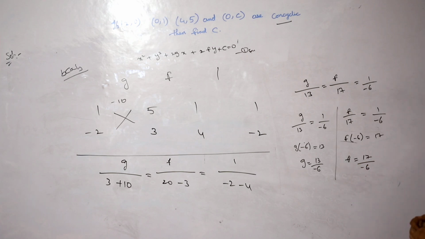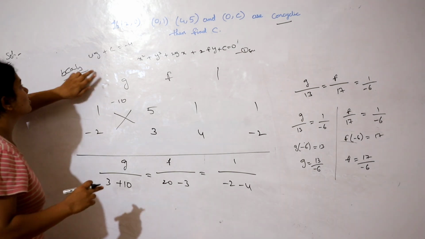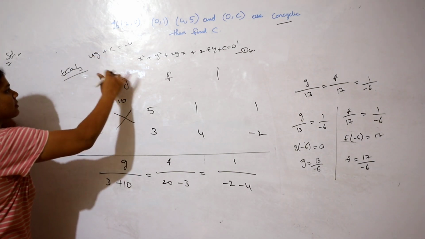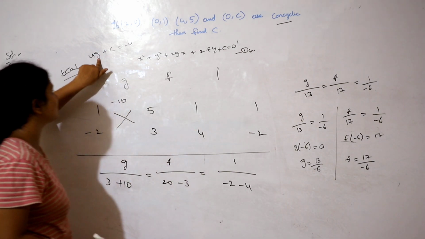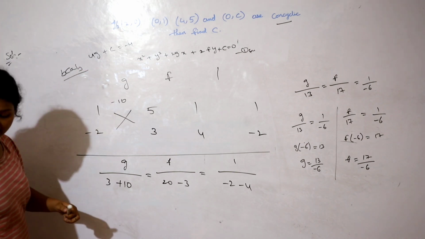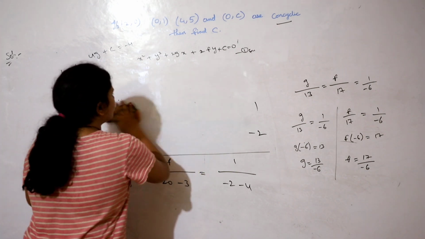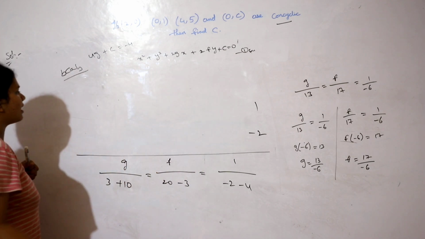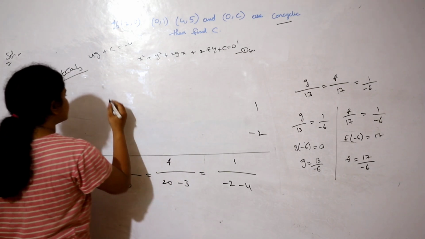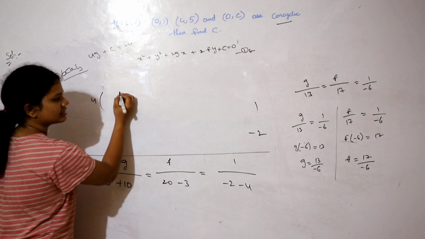Now which value should we find out? We should find out the c value. So this is equation number 2, 4g plus c equals minus 4. Now just substitute the g value in this equation to get the c value. Okay, let me try this out. We are going to substitute the g value in this. So g is nothing but 13.